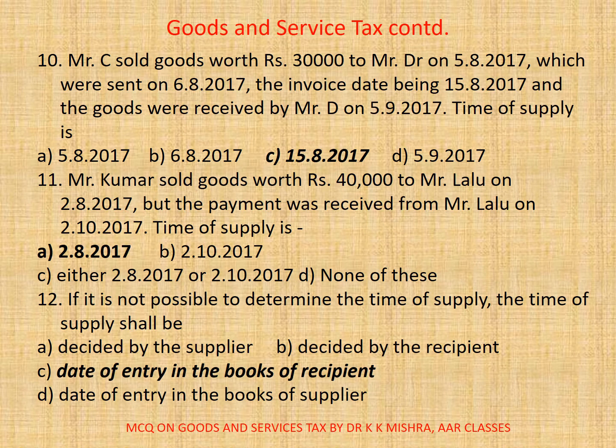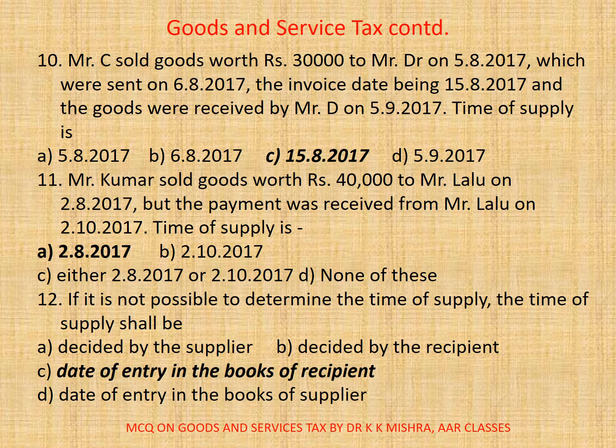10. Mr. C sold goods worth rupees 30,000 to Mr. D on 5th of August 2017, which were sent on 6th of August 2017, the invoice date being 15th of August 2017, and the goods were received by Mr. D on 5th of September 2017. Now, time of supply here is, options are: A. 5th of August 2017, B. 6th of August 2017, C. 15th of August 2017, D. 5th of September 2017. The correct option is C, 15th of August 2017.